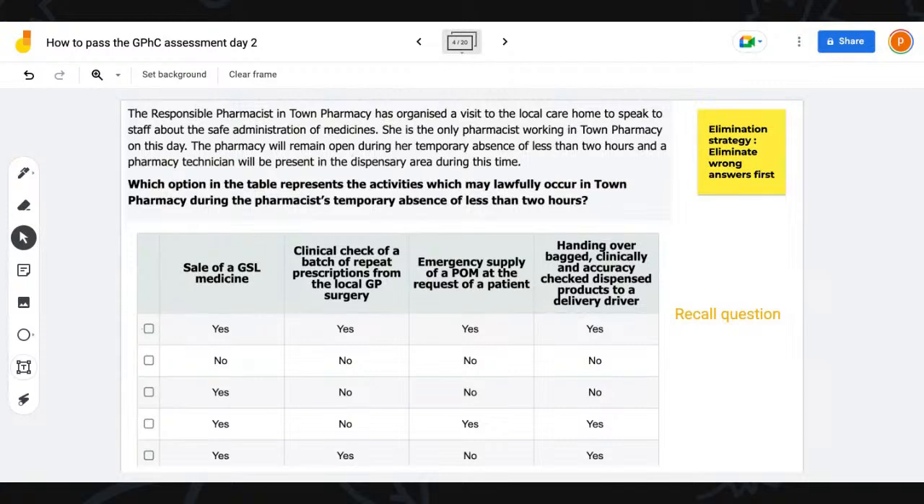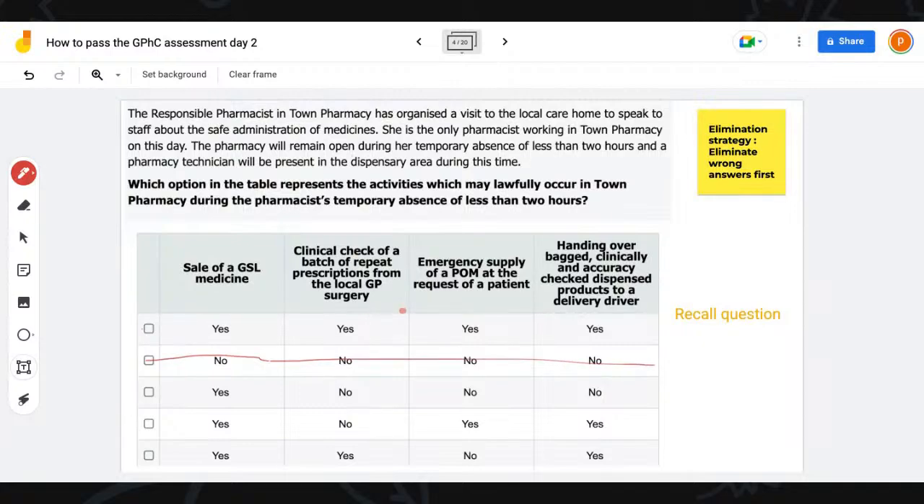So this is why this is a recall question, because this is some knowledge, right? It's from memory. So the answer is yes, you can. Okay, you can sell GSL if your pharmacist is not there for 2 hours. So what we're going to do is any answer that says no, you can't, we're going to eliminate that answer. That's what we do. And once you practice this, you'll be so quick and you'll be so good at this. So first thing we're going to do is take this, because this says no, we can't sell GSL, and so we know that's totally wrong. We'll eliminate the answer. We'll look at the next question.